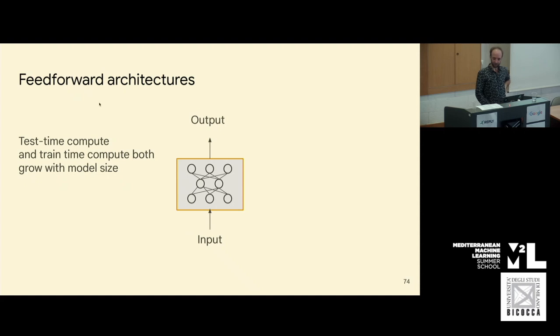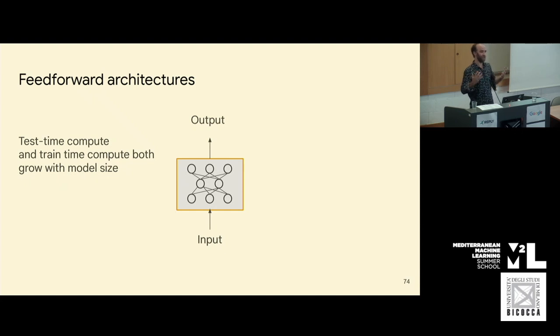Let's consider a feedforward architecture. I have an input, neural network, output. So by construction, the test time compute and the train time compute both grow with the model size. I have no way of saying at test time I want a better answer, so spend more time computing. Well, no, the neural network is fixed. If I don't grow the test time compute, I need to grow the train time. But maybe that's not what I want to do, right?